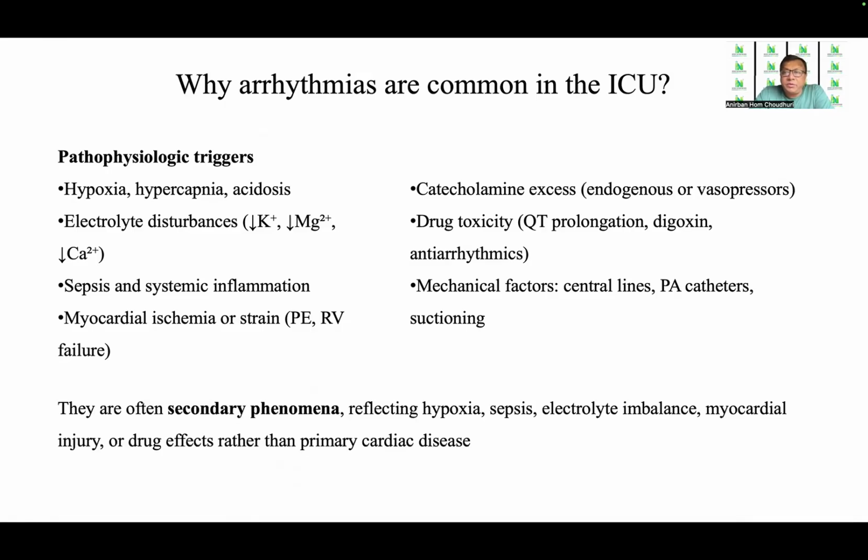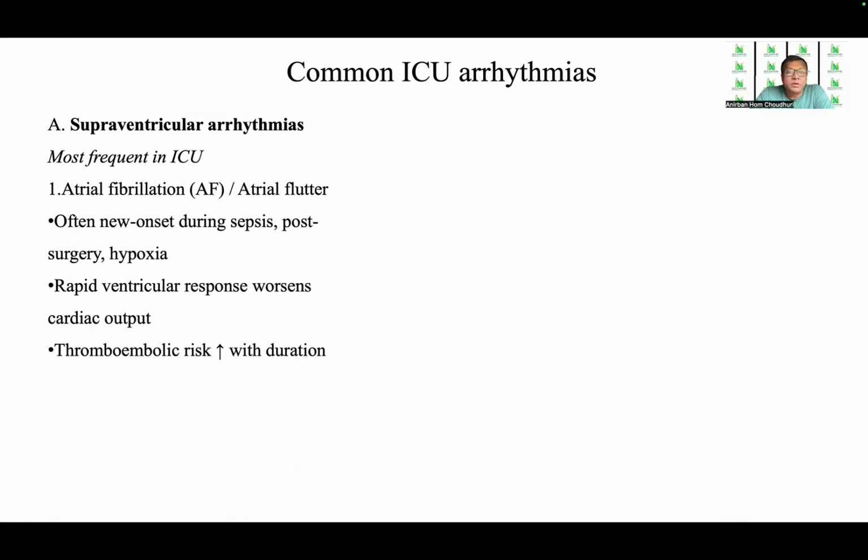Therefore, in the ICU, when we see arrhythmias, we have to realize that they are often a secondary phenomenon, which may reflect hypoxia, sepsis, electrolyte imbalance, myocardial injury, or drugs. And it may not always be due to a primary cardiac disease, which may be the cause in a normal, healthy patient. So what are the common ICU arrhythmias we see?